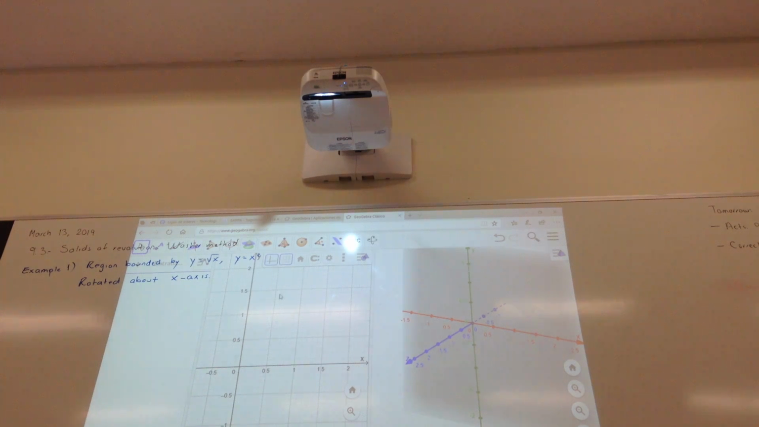Okay. Today we're going to see the second method for calculating volumes in calculus, which is called the washer method. Basically, this method is like a generalization of the previous one.